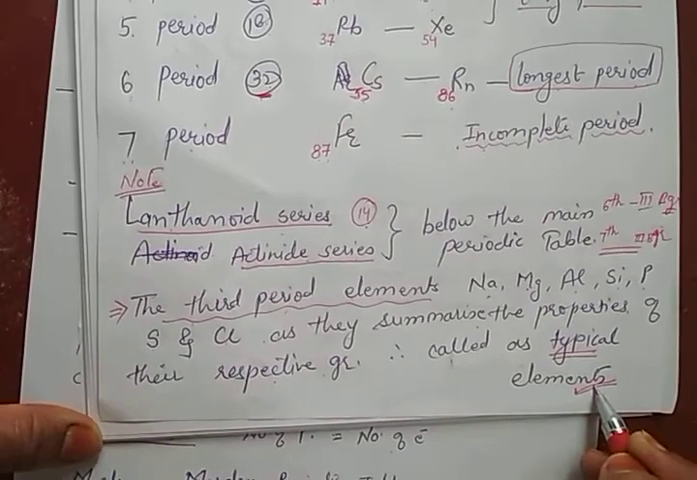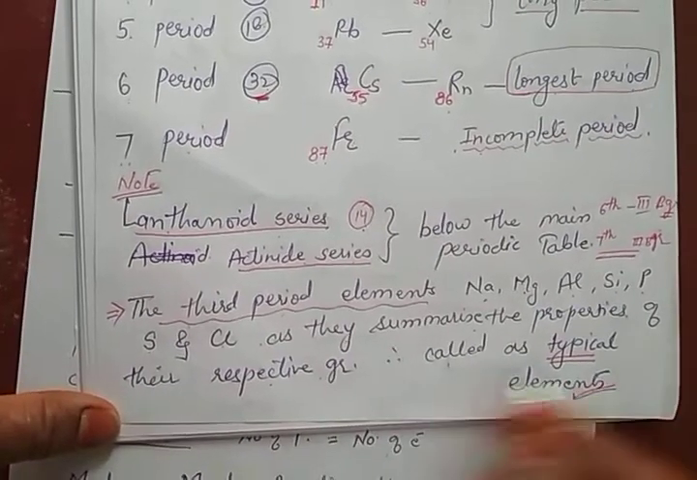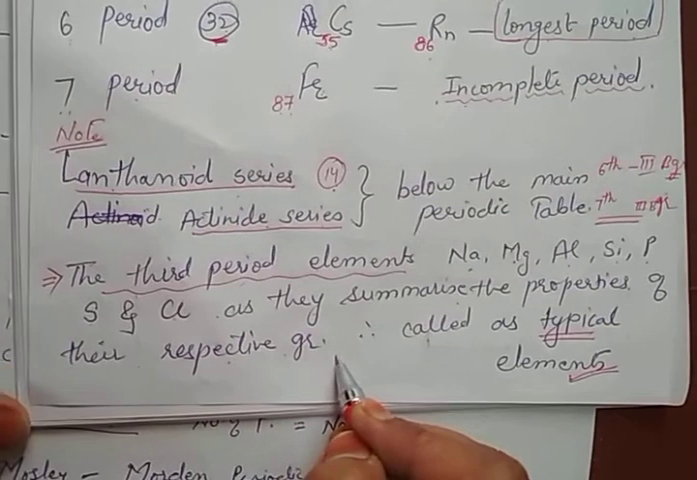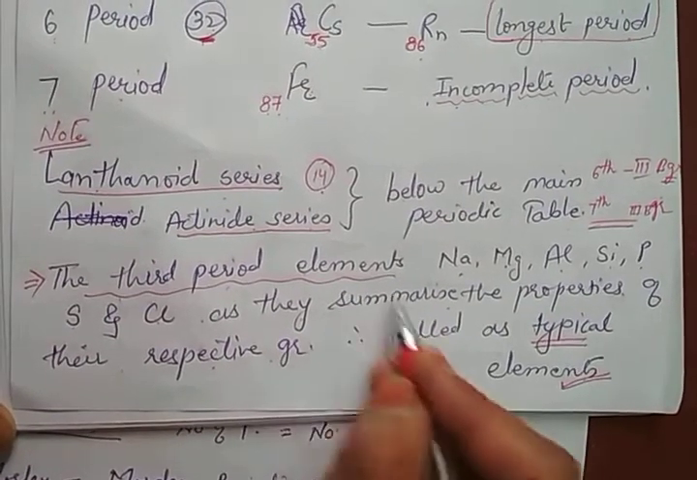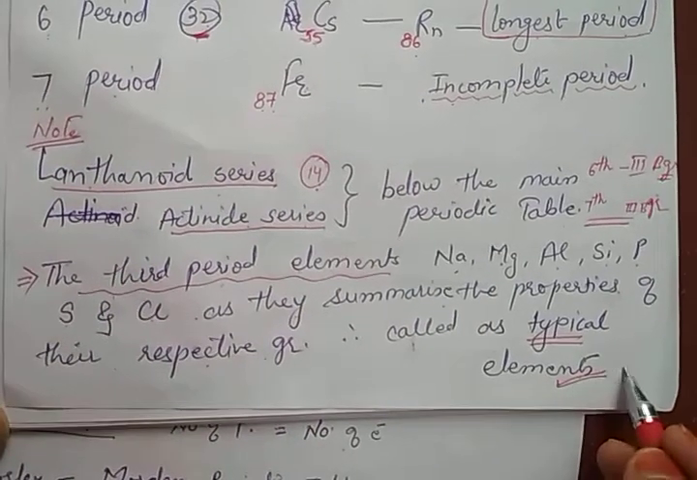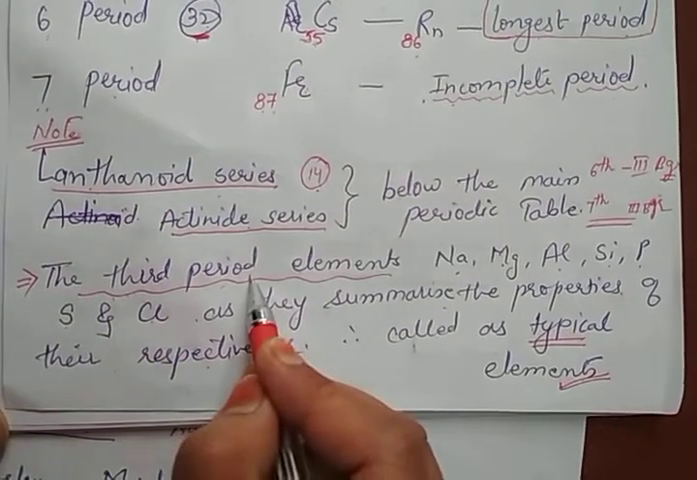It can be asked as a give reason, because they summarize the properties of their respective group. It can also be asked as name the following: name the period which is called the typical element period. That can be written as the third period.